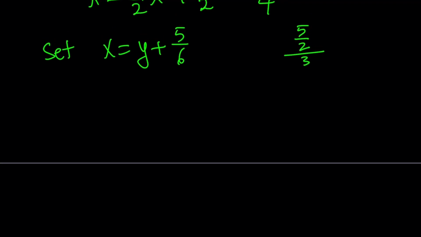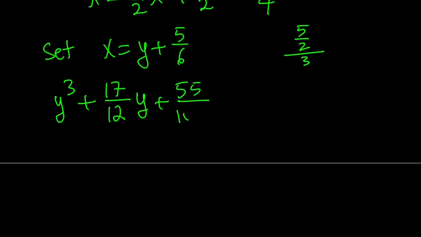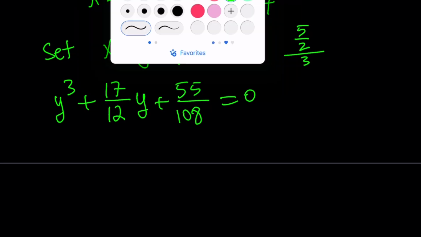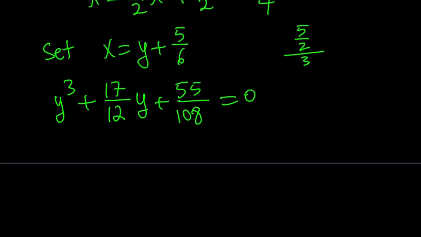And you get the following: y cubed plus 17 over 12 y plus 55 over 108 equals 0. This is not a very pleasant equation, but don't worry about it. We're going to solve it by using the cubic formula. Even though I'm not going to show you all the details, hopefully you can follow along.